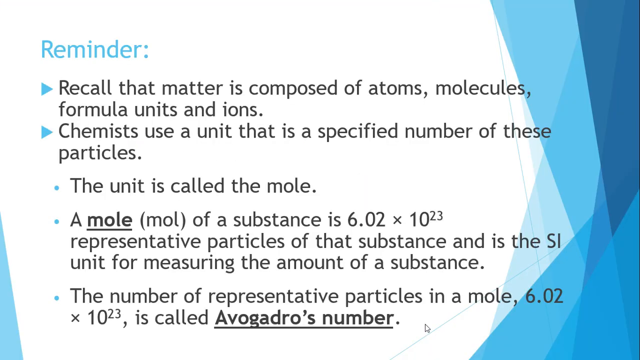So, as a reminder from general chemistry, recall that matter is composed of atoms, molecules, formula units, and ions. And chemists use a unit that is a specified number of particles. This unit is called the mole, and it's defined as containing 6.02 times 10 to the 23rd representative particles of any substance. It's actually the SI unit for measuring the amount of substance that something has. And this number, 6.02 times 10 to the 23rd, is called Avogadro's number.